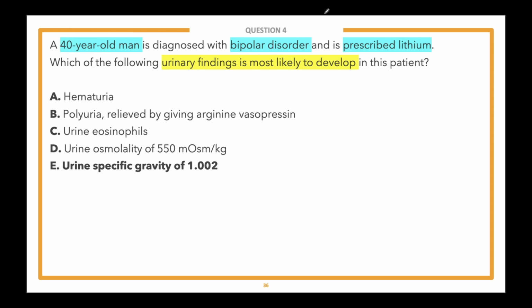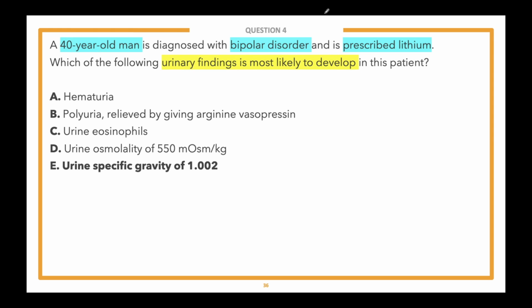Answer choice C, urine eosinophils. This is something that you would see. Hopefully you guys remember this is allergic interstitial nephritis, okay? So not what we have going on of nephrogenic diabetes insipidus. We'll come back to answer choice B in just a second. Answer choice A, hematuria. Obviously, you can see that in a lot of things, structural abnormalities, kidney stones, renal structural diseases, and medications as well.